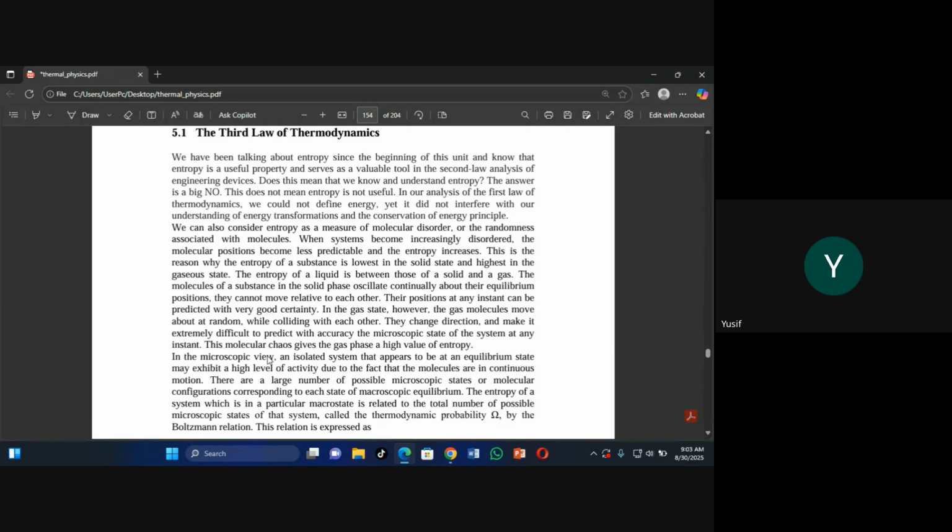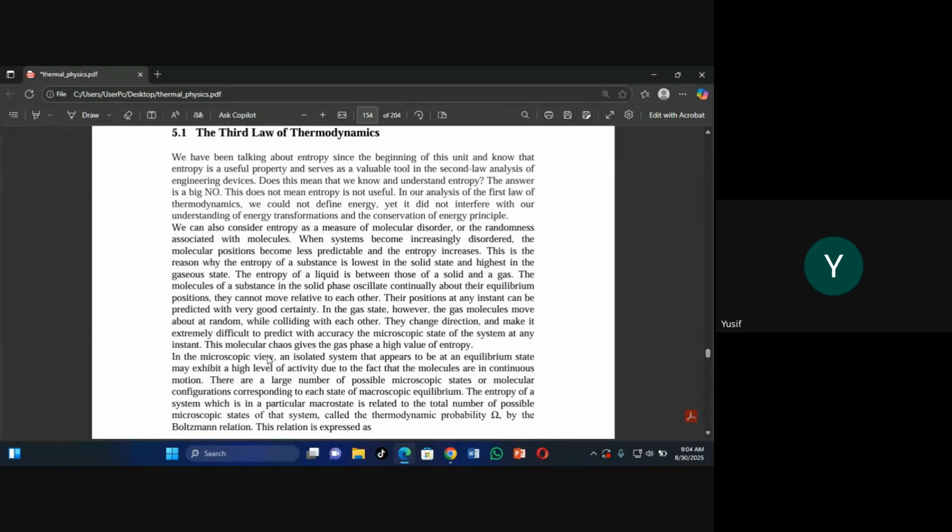When systems become increasingly disordered, the molecular positions become less predictable and the entropy increases. This is the reason why the entropy of a substance is lowest in the solid state and highest in the gaseous state. So they are saying that entropy is very high in the gaseous state and very low in the solid state. Why? Because entropy is a measure of molecular disorderness, and gaseous substances have random movement.